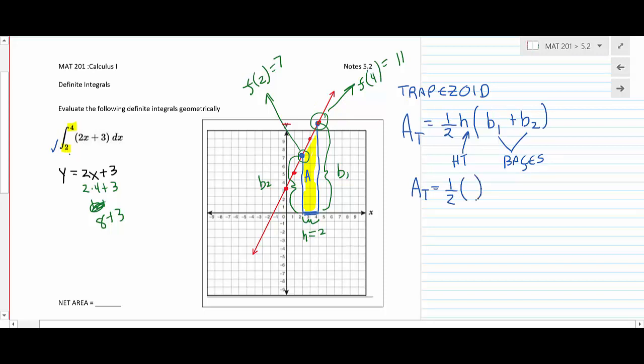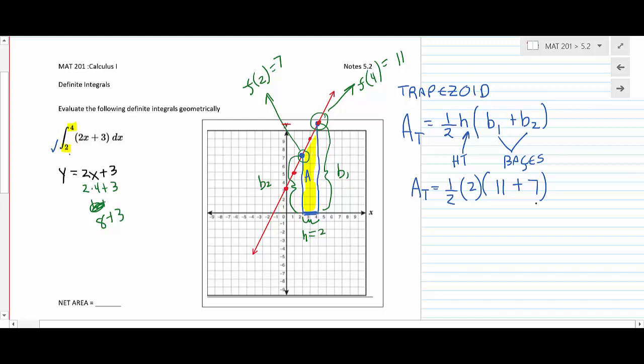What was the height? 2. Okay, that's the distance between the parallel bases. And then what are the bases? How tall is this one right here? 7. That one, this one? Oh, 11. How tall is the other one? 7. Doesn't matter which is which though, okay? So we can just say that one is 11, that one's 7, or backwards.